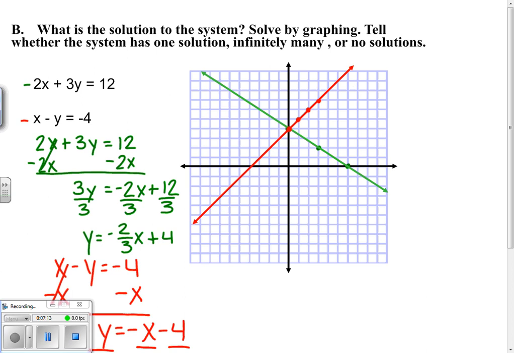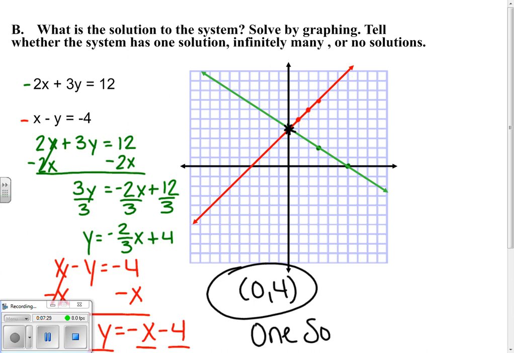You should see that these lines intersect right there on the y-axis, and that ordered pair is (0, 4). That's the solving part. It then says, tell whether the system has one solution, infinitely many, or no solutions. This system has one solution. The number of solutions matches the number of times it intersects, and that graph intersects 1 time. It's considered to be a consistent, independent system.